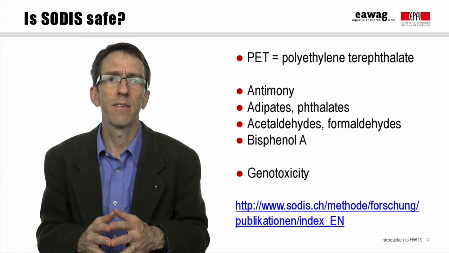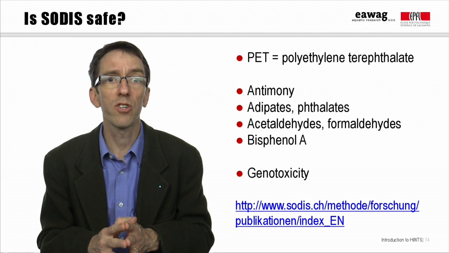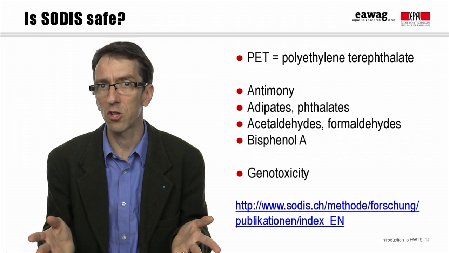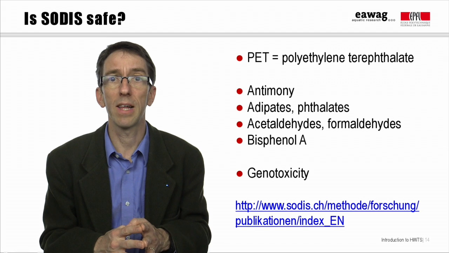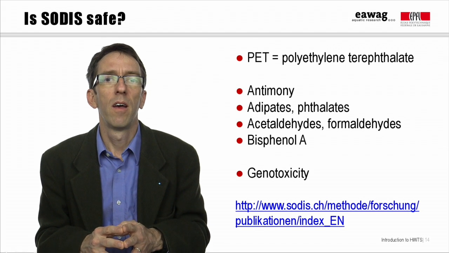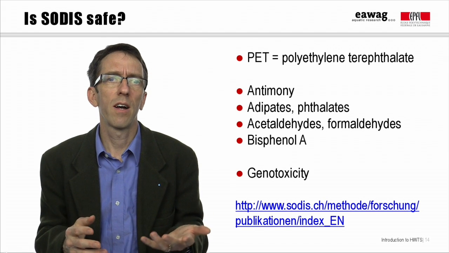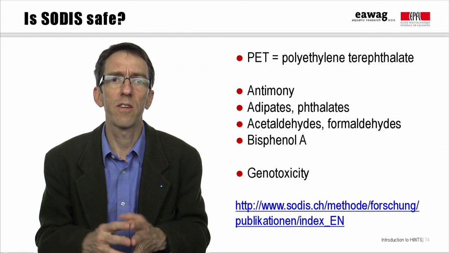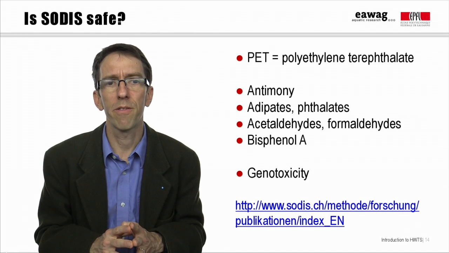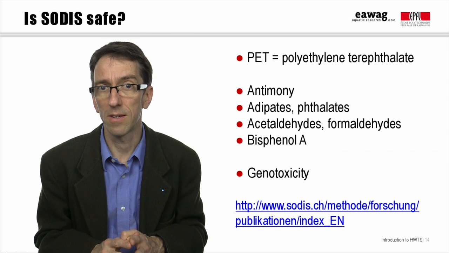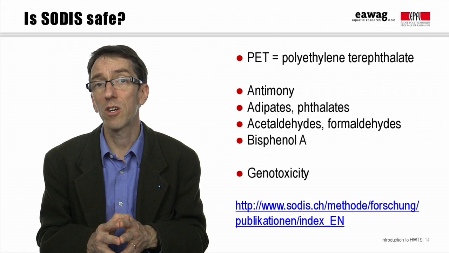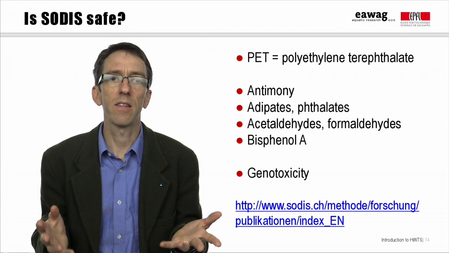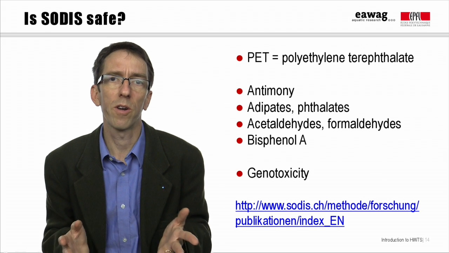Adipates and phthalates are used as softeners in the production of certain types of plastics and packaging materials. For example, PVC, which is used in plastic pipes. And although these softeners are not particularly toxic, they do represent a threat to health if they're consumed in large quantities. However, adipates and phthalates are not needed in the production of PET, so they cannot leach from PET bottles into water.